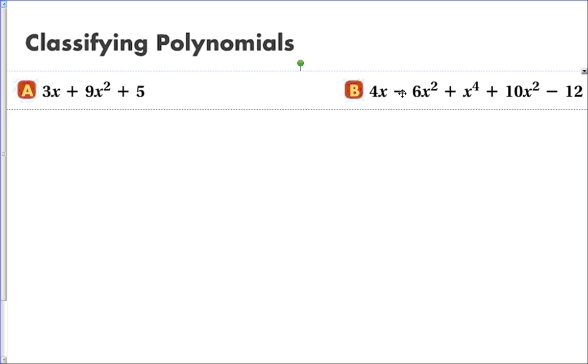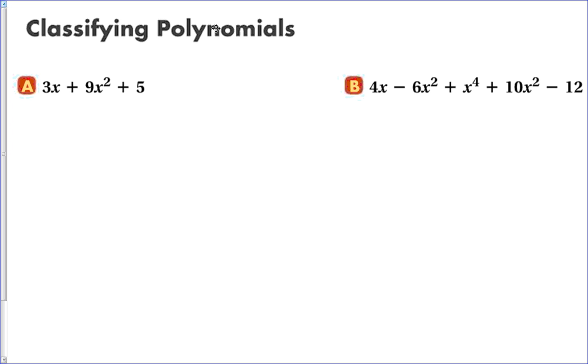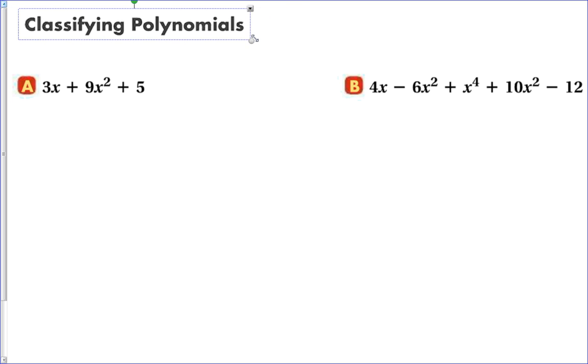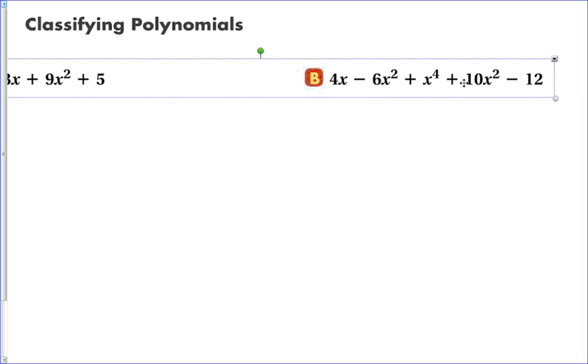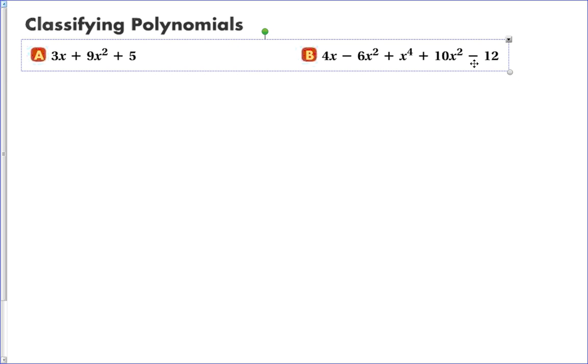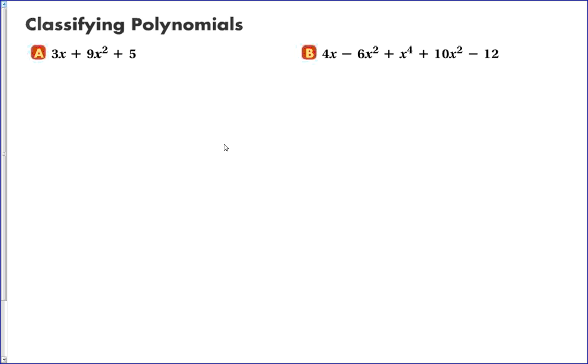All right, so here we go. Classifying polynomials. We're going to classify these by their degree. We can make this a little easier by rewriting these in standard form. So this first one here, letter A, would become 9x squared plus 3x plus 5 to get it in standard form. Now all you simply do is look at your largest exponent. So this has a degree of 2. There's 1, 2, 3 terms, so this is a trinomial.